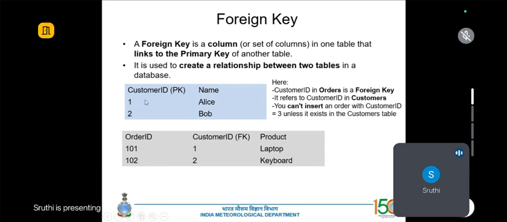Here, this is a customer detail table. Here it is a primary key. That's why I've written PK. Here it becomes a foreign key. So it refers to the customer ID. This links to this table.